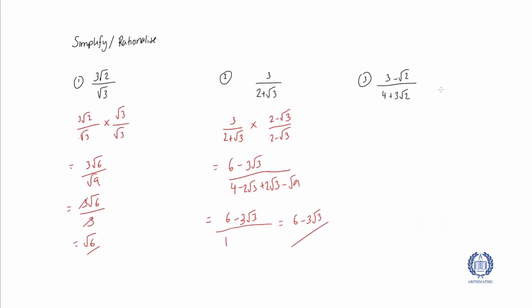The next one, again, same principle. So then we're going to times it by 4 minus 3 root 2 over 4 minus 3 root 2.